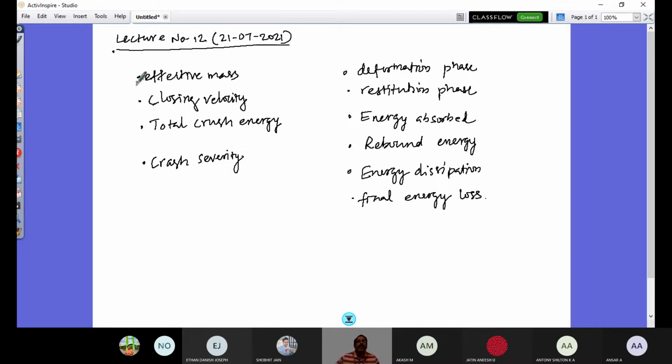So what is effective mass? When two vehicles are colliding, in a vehicle-to-vehicle collision, both vehicle masses are there, and you can come up with an effective mass from which you are able to say what the total energy loss would be. That is the idea. What is closing velocity? Closing velocity is the relative velocity of approach just before collision. We should be very familiar with all these keywords that I have written.